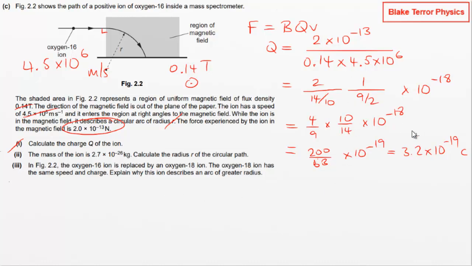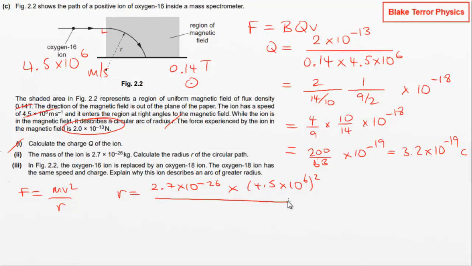So, well, this force is also mv squared over r. F equals mv squared over r, and we want to get r. So our r is going to be equal to, they've just given us the m, so that's 2.7 times 10 to the minus 26. And then we've got the v squared, 4.5 times 10 to the 6 squared, divided by our F, which is 2 times 10 to the minus 13. Right, okay, that looks like fun, doesn't it?